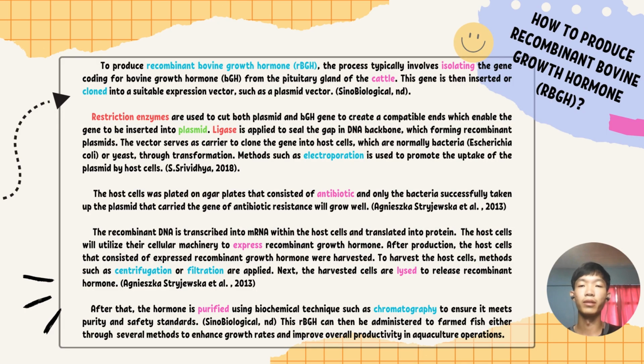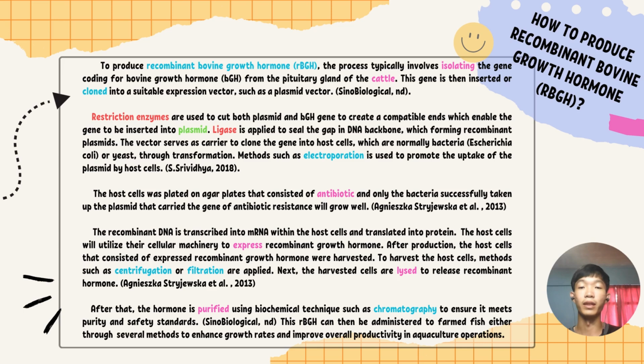To produce recombinant bovine growth hormone, the process typically involves isolating the gene coding for bovine growth hormone from the pituitary gland of the cattle. This gene is then inserted or cloned into a suitable expression vector, such as a plasmid vector. Restriction enzymes are used to cut both the plasmid and the bovine growth hormone gene to create compatible ends, which enable the gene to be inserted into the plasmid. Ligase is applied to seal the gap in the DNA backbone, forming a recombinant plasmid.